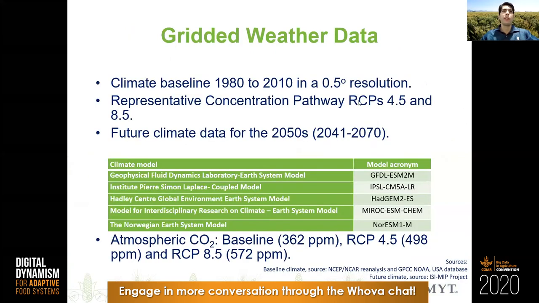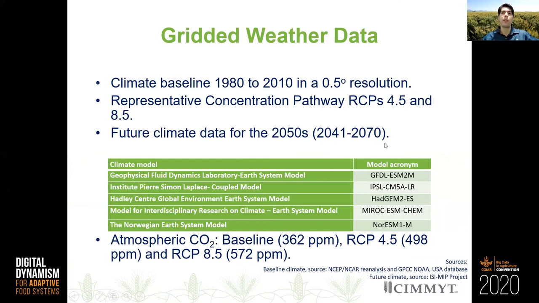And gridded weather data, we use basically for the baseline 30 years of simulation from 1980 to 2010 at half degree resolution. And for future scenarios, also the RCPs 4.5 and 8.5, and for the 2050s scenarios. So for our studies, we use basically five global climate models, and the atmospheric CO2. Also, we take into account the baseline 362 ppm, and then it increased for RCP 4.5 and 8.5 up to 572 ppm.